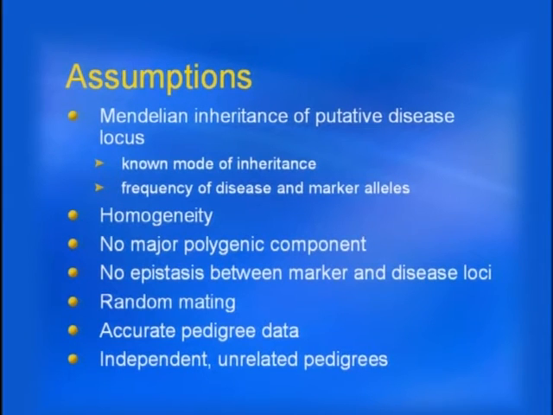So in terms of the assumptions we're making with these parametric or LOD-based linkage analyses, is that the gene that we're looking for is inherited in a Mendelian fashion, and that there actually is a gene, that your trait is genetically influenced. With some known mode of inheritance, we know these parameter estimates. We assume that our families are homogeneous in terms of the underlying genetic reason for the disease. That the underlying genetic model is not purely polygenic, that there actually is a major gene that we can detect. We also assume no interaction between the susceptibility gene and the marker. We assume that there's random mating in our population, our pedigree data is accurate, and our pedigrees are independent, unrelated pedigrees, so that we can add those LOD scores together.